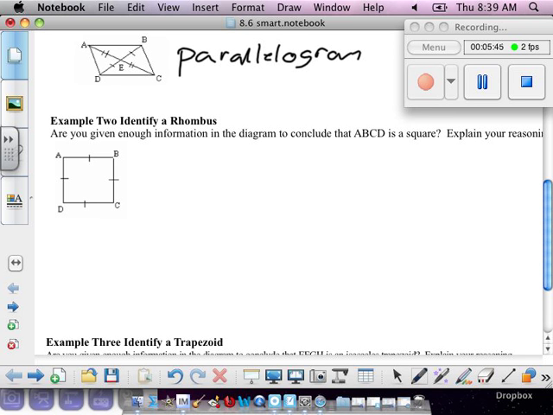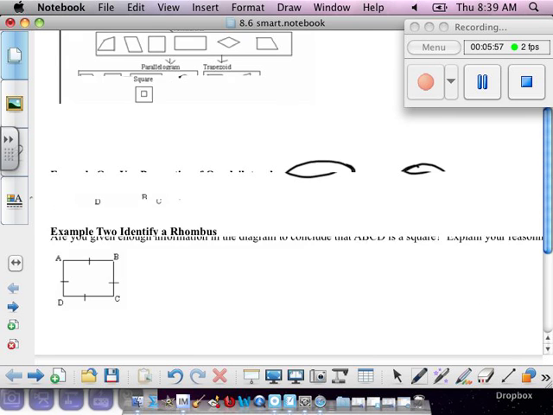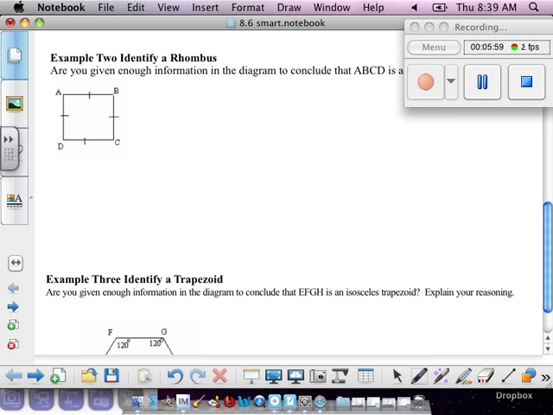Okay, how do you prove that it's a square? Yes, Dana. We know the only thing we were given in this picture is it has four congruent sides. All right, so that's when we want to go back to that family tree.